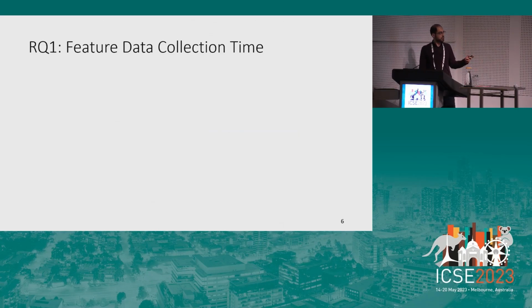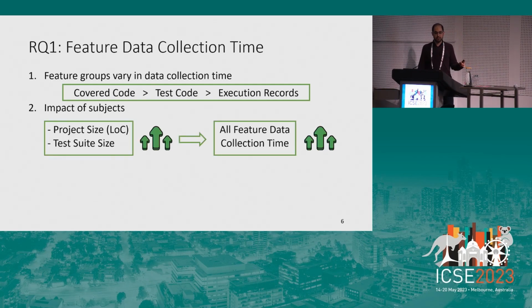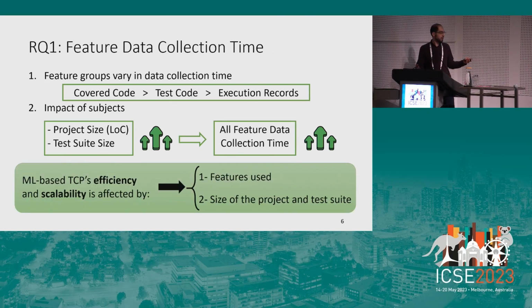In the first research question, we investigated the data collection time of these feature groups. The first finding was that feature groups vary in data collection time. More specifically, the covered code is the most expensive, then comes the test code, and the least expensive is the execution record. The second finding is that subjects also have an impact. More specifically, if the project size and the test suite size increase, the data collection time of all features is affected and also increases. The takeaway is that machine learning-based TCP is affected by the features used and also the size of the project and the size of the test suite.